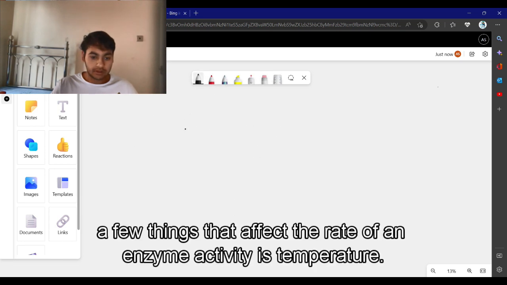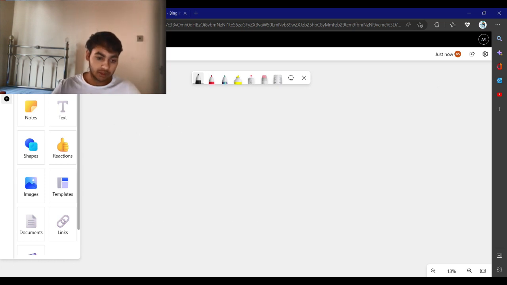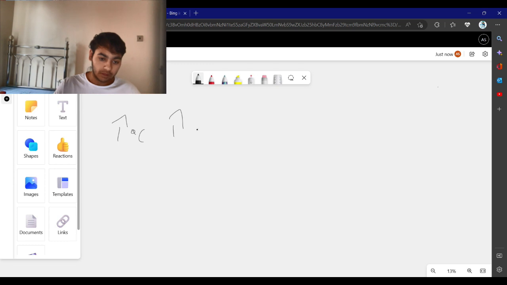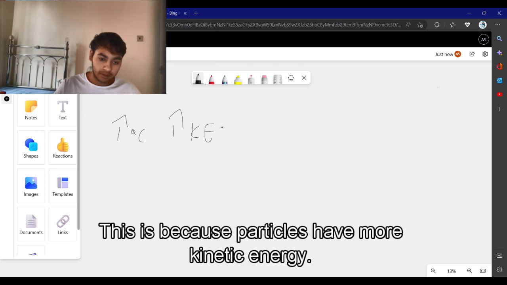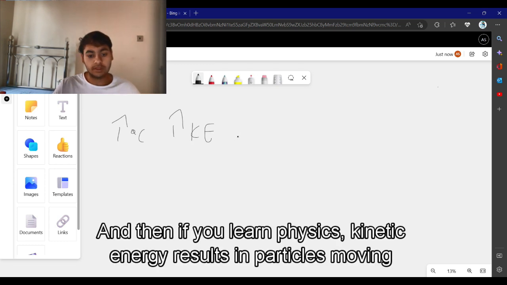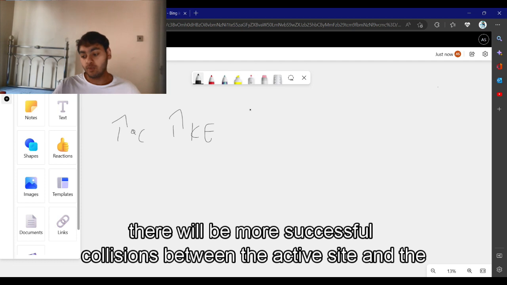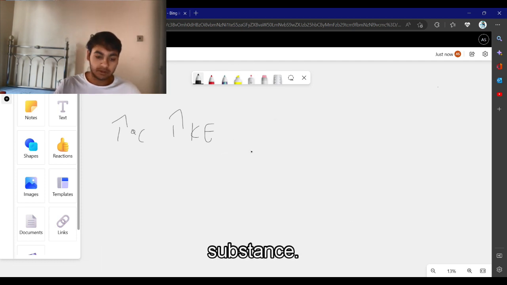Now, a few things that affect the rate of enzyme activity. One is temperature. If you increase the temperature, the rate of reaction will increase. This is because particles have more kinetic energy, and if you learn physics, kinetic energy results in particles moving faster and having more energy. Thus, there will be more successful collisions between the active site and the substrate.